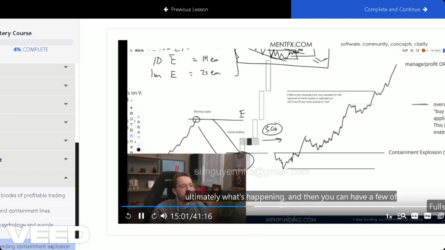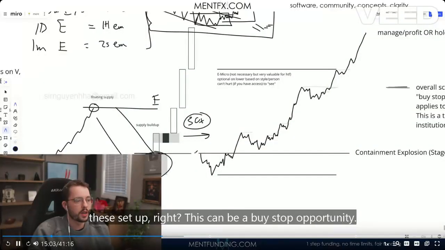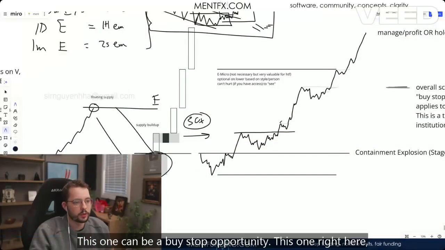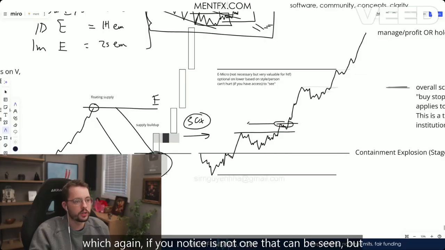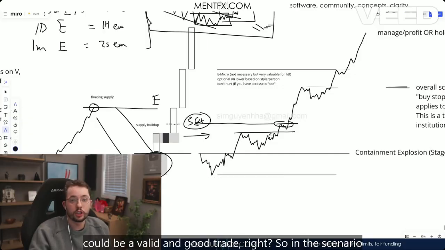What's happening. And then you can have a few of these set up, right? This can be a buy stoppable opportunity. This one can be a buy stoppable opportunity. This one right here, which again, if you notice, is not one that can be seen, but could be a valid and good trade, right?